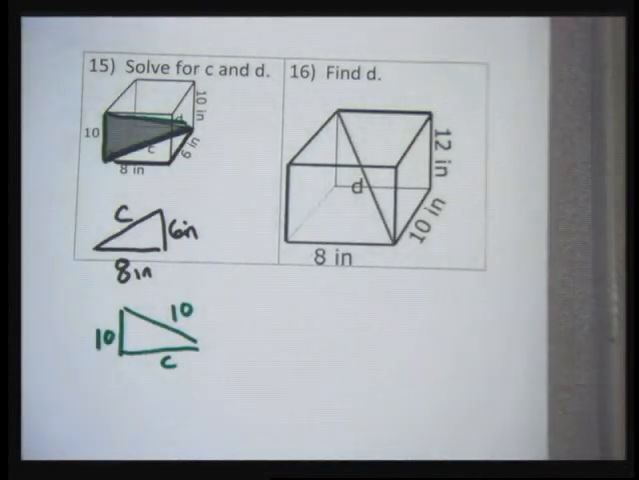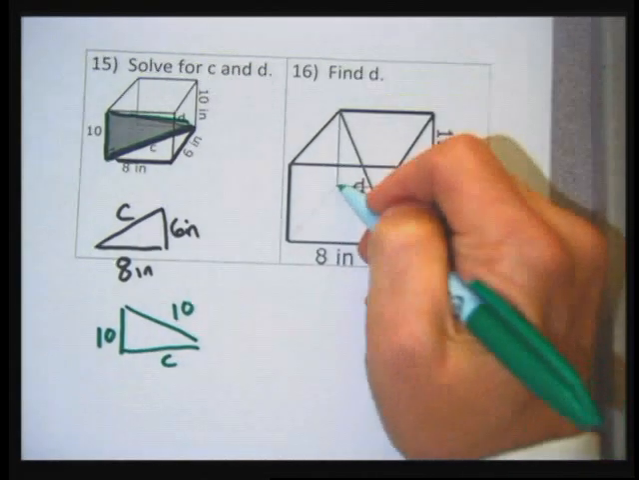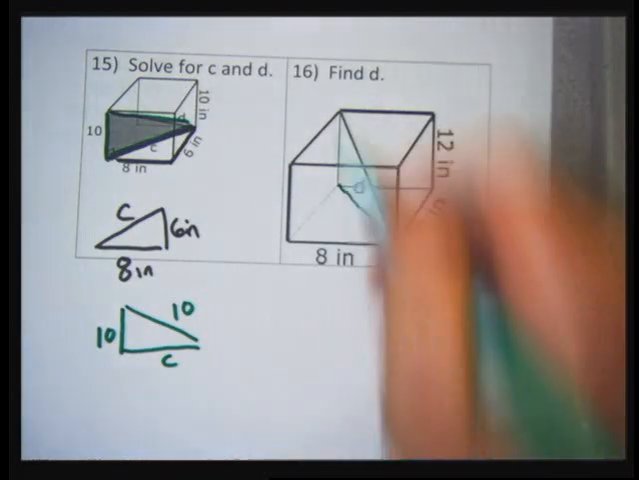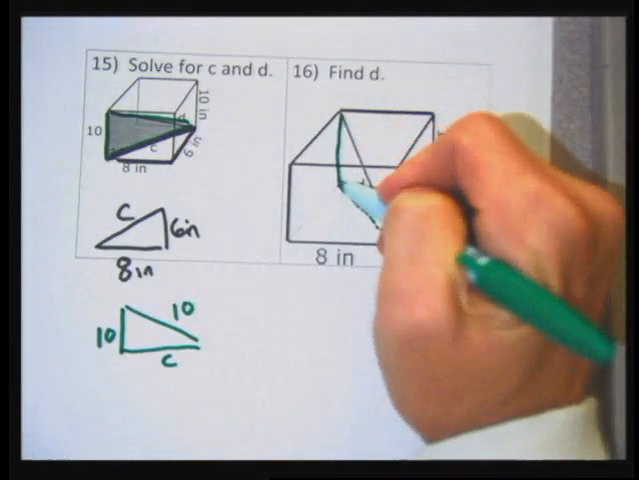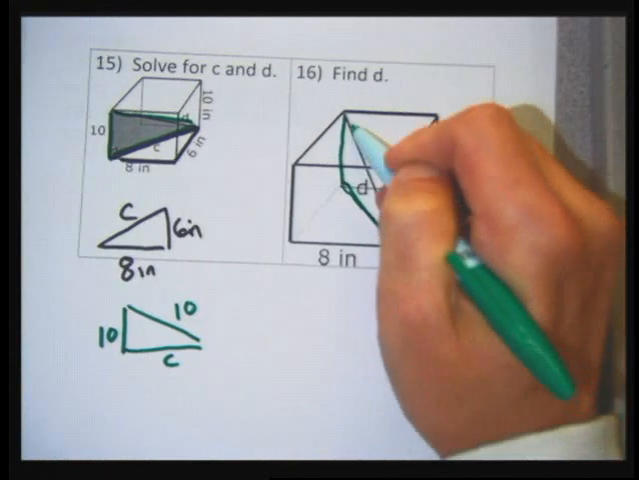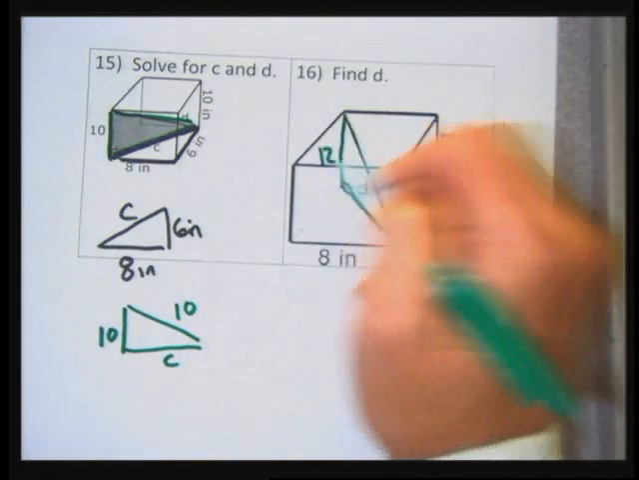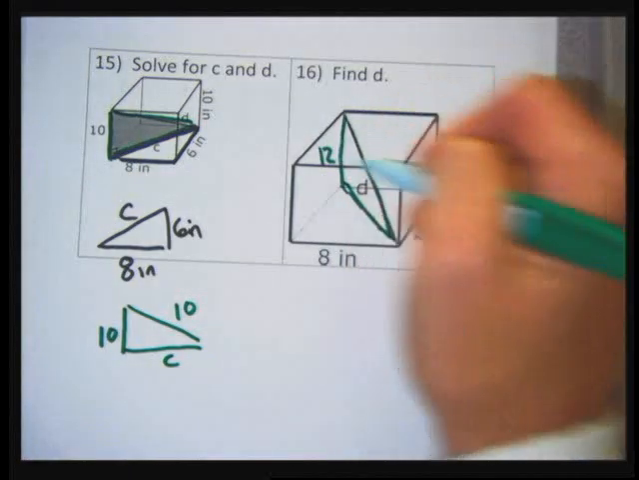I have a harder one because my big triangle is going to be this. The triangle I'm going to need to solve for the D is that triangle, and this side is going to be 12 inches because it's mirrored.